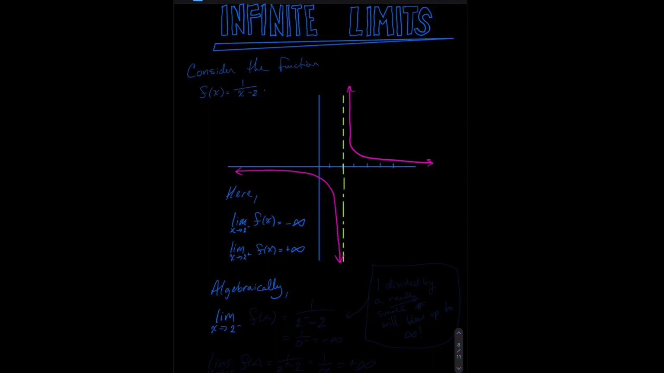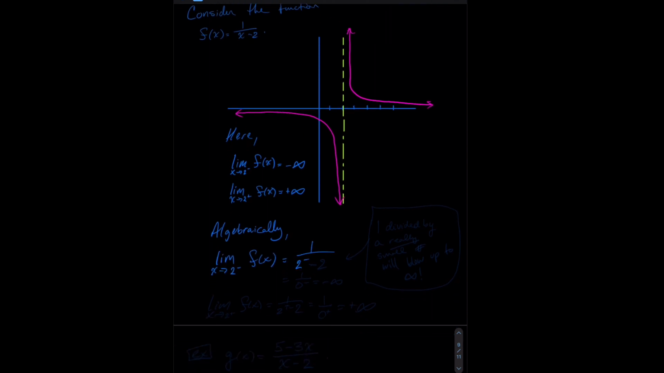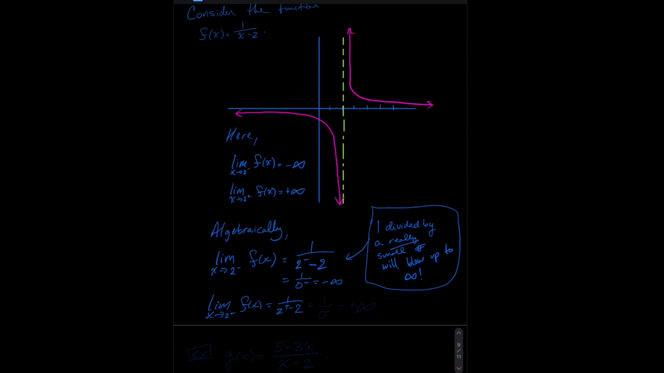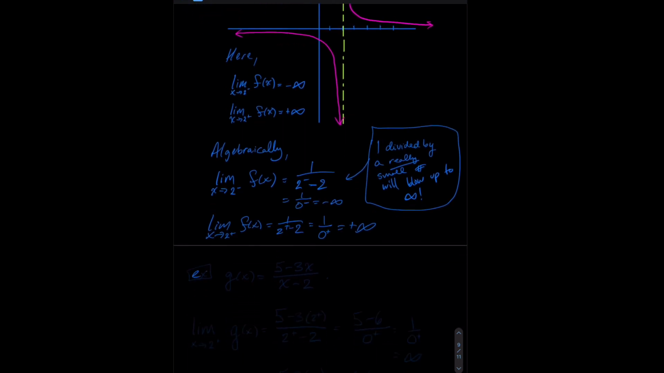So if we do a limit the same exact way that we've done them previously, meaning we're going to plug in that c value to whatever function we have. In the first one, we're going to have 1 over 2 from the left minus 2. So that's a number just smaller than 2 minus 2, which is negative. So we have 1 over 0 from the left, we'll call it, a really small negative number, which is going to blow up to negative infinity. And if we do the same thing from the right, 1 over 2 from the right minus 2, that's 1 over a really small positive number, which is going to blow up to positive infinity.